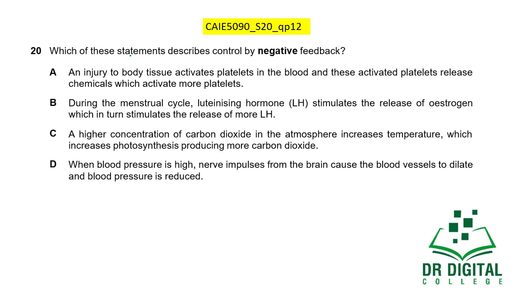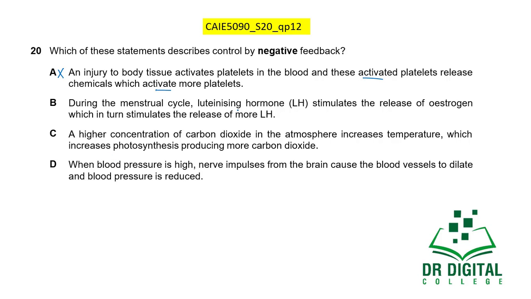In this question, which of these statements describes control by negative feedback? Okay, an injury to the body tissue activates platelets in the blood, and these activated platelets release chemicals which activate more platelets. So activation is causing more activation. This is not negative feedback. This can be the positive feedback, because here the result of a process is increasing the process. So this is positive feedback. This cannot be the negative feedback.